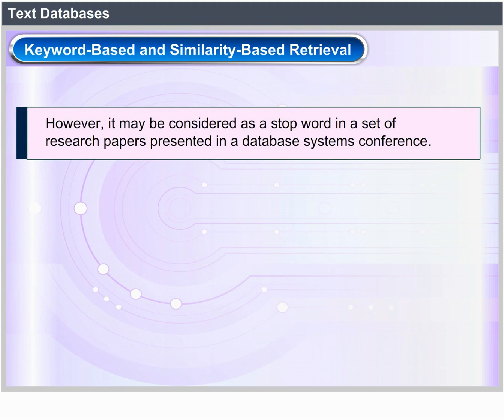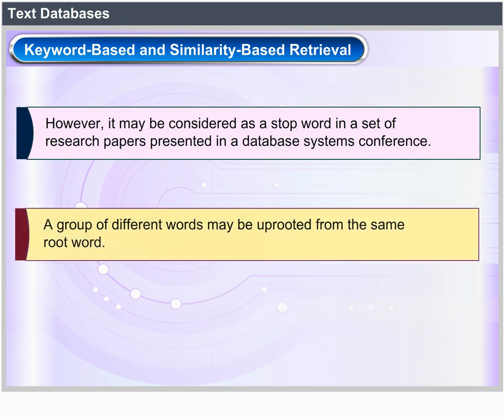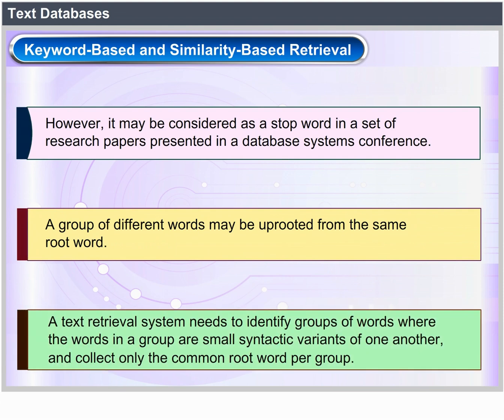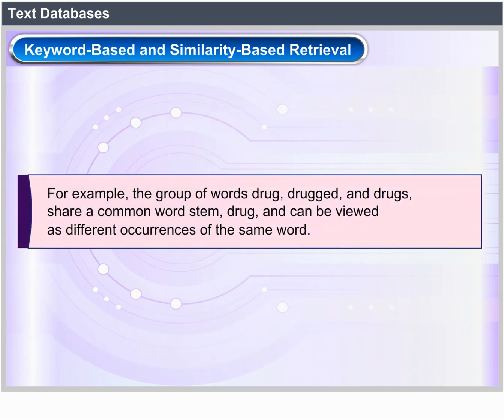A group of different words may share the same word stem. A text retrieval system needs to identify groups of words where the words in a group are small syntactic variants of one another and collect only the common word stem per group. For example, the group of words drug, drugged, and drugs share a common word stem, drug, and can be viewed as different occurrences of the same word.